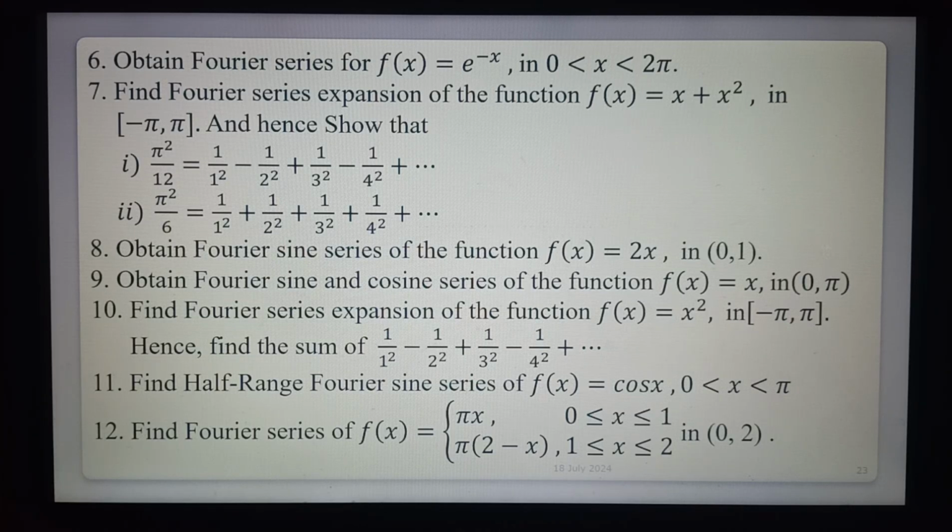unit 4, Fourier series. Okay? So maximum, the same questions will come. 50 to 70% of the same questions will come in the examination. Okay? So next one we will see in the next unit.